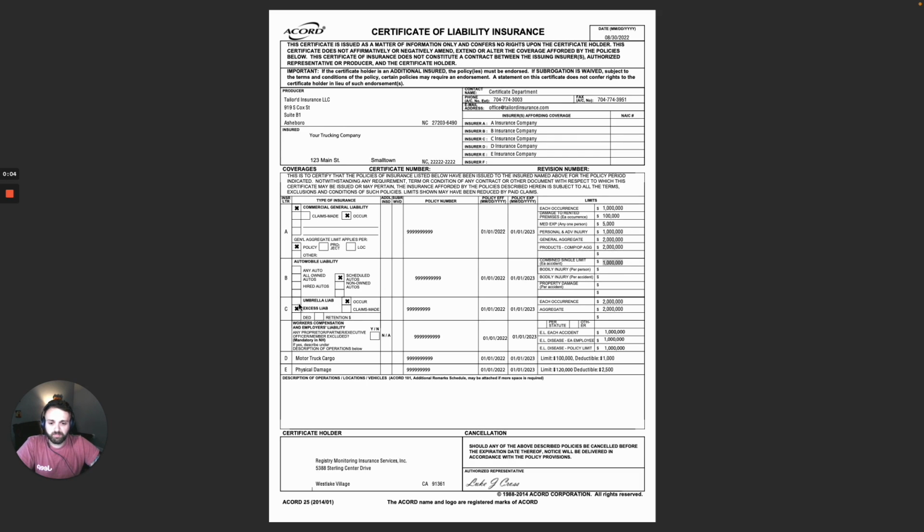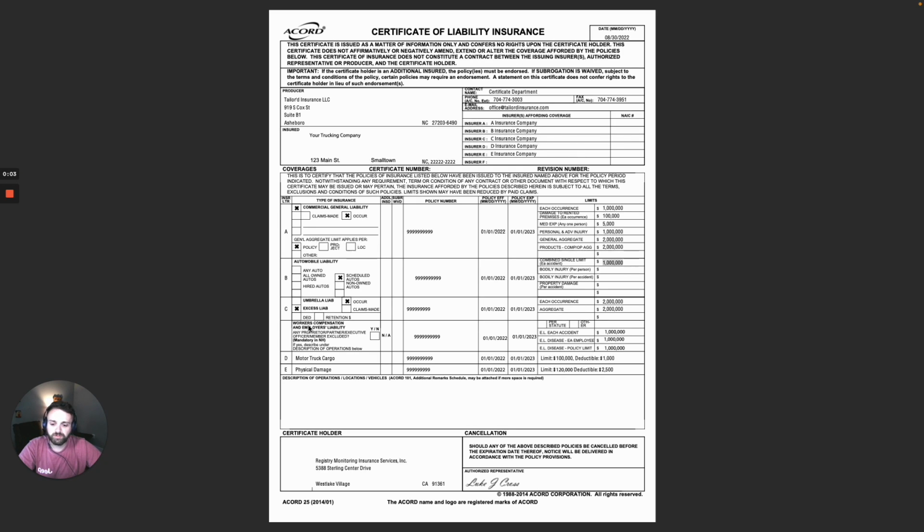Alright, your third line of business on the certificate is umbrella or excess liability. So this policy here, some truckers may have it, some may not, but this covers you in excess of your auto liability and commercial general liability policies. So if these policies are completely exhausted, if their limits are completely maxed out for a certain claim, then this comes into place. This will then kick in and you'll have up to this coverage limit for that situation.